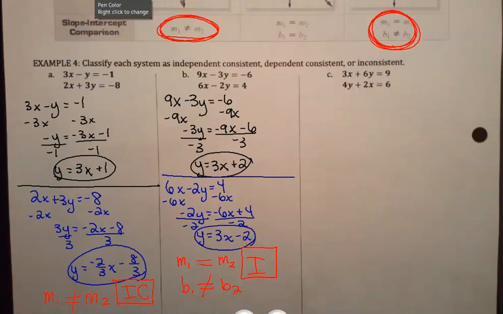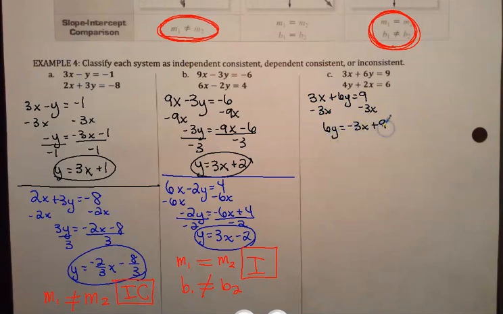All right, on to C. Let's get it in slope-intercept form. So we've got 3x plus 6y equals 9. Subtract 3x from both sides. We have 6y equals negative 3x plus 9. Divide by 6. So y equals negative 3 divided by 6 is going to reduce to negative 1/2 x plus, we could reduce these a little bit, 9/6 is equivalent to 3/2. Okay, so that's the first one.